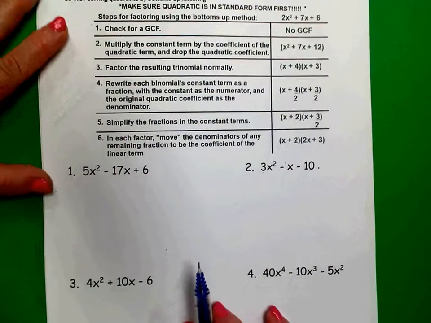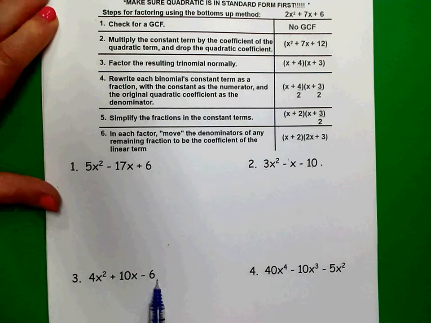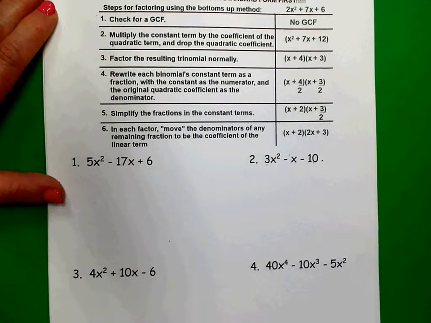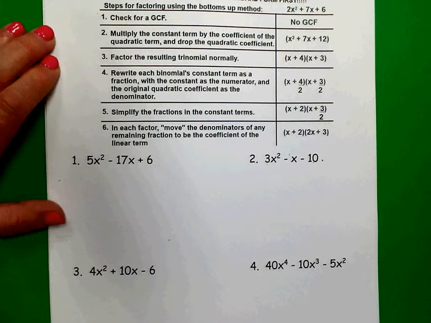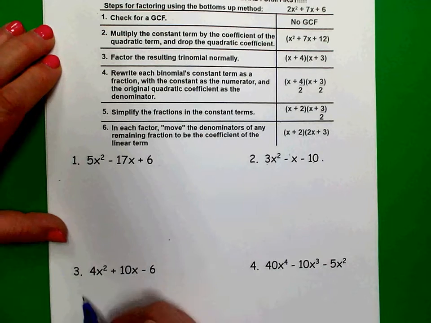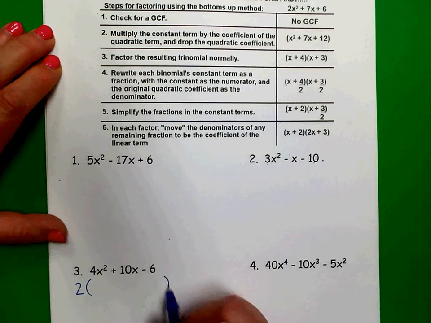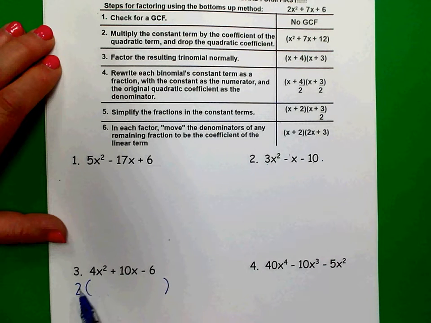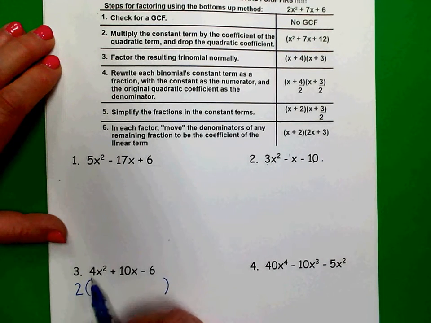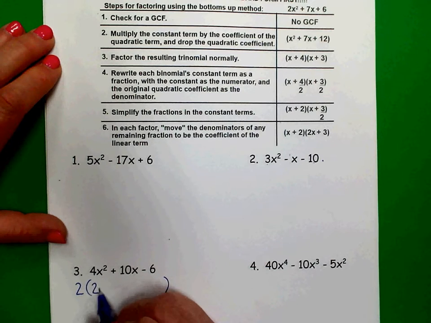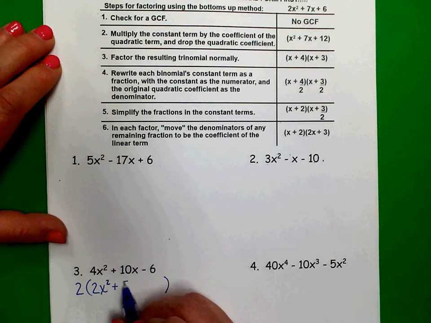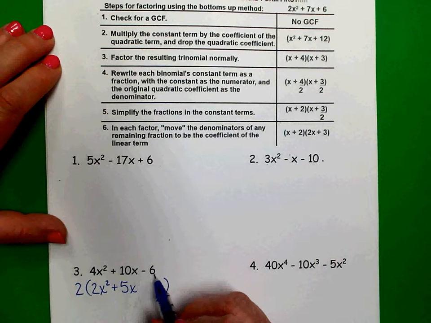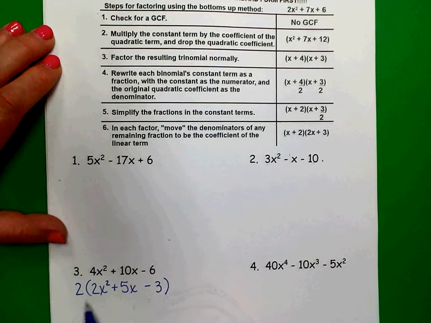On number 3, there's no x on this term, so I know I can't take out any x's. But when I look at the numbers, the 4, the 10, and the 6, I see that 2 can be divided evenly into all three of these numbers. So that's what I'm going to do, take out the GCF of 2. Again, 2 is the biggest number that can divide evenly into all three of these. So I'm going to do 4 divided by 2, and the x's don't change because I'm not taking any x's out. Positive 10 divided by 2, keeping the x, and negative 6 divided by 2. So here's my quadratic with the GCF taken out.